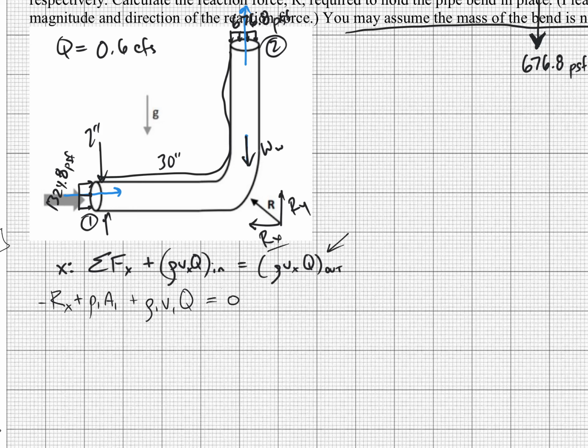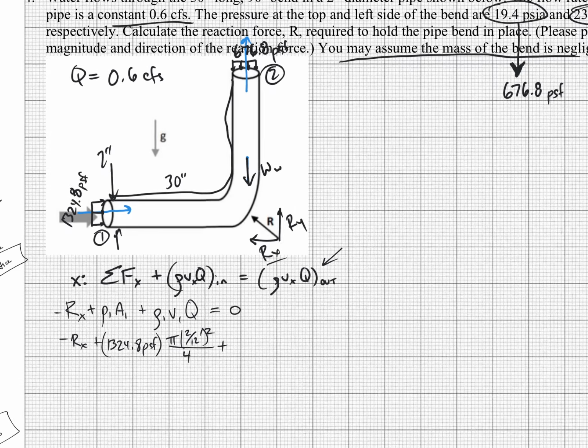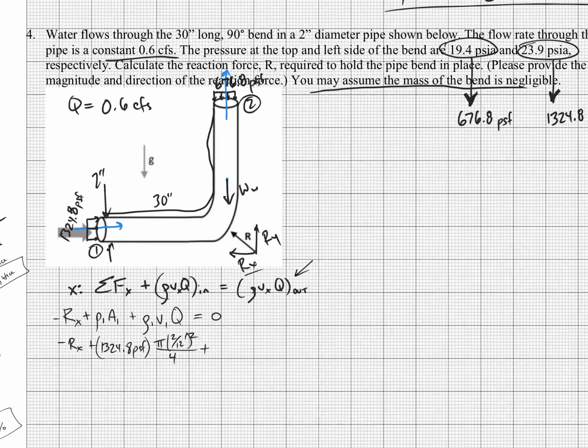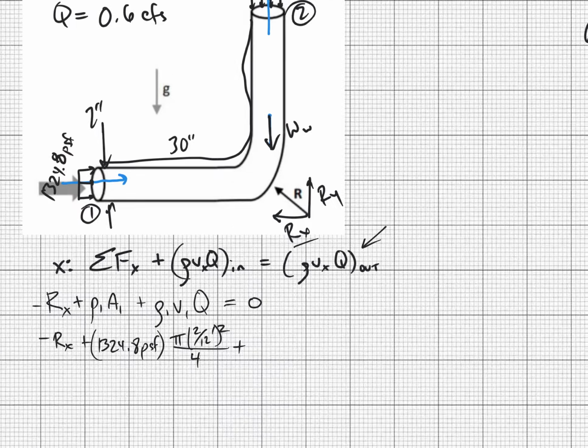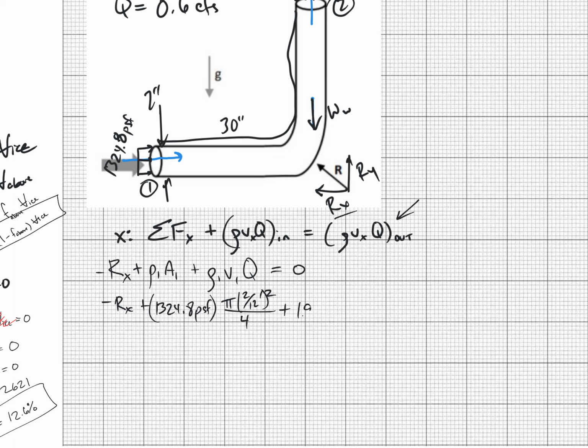Okay, so here we go. So we've got negative Rx plus P1, which is 1324.8 PSF, times A1, which is pi times 2 inches, 2 over 12 feet squared, over 4, plus rho. Did they say this was water? Water. Okay, so the rho of water. Okay, be careful here. 1.94 slugs per cubic foot.